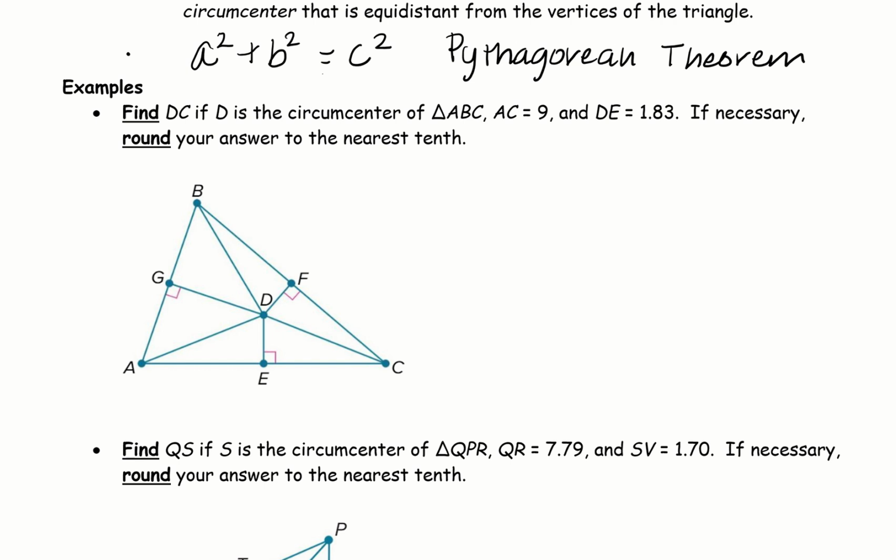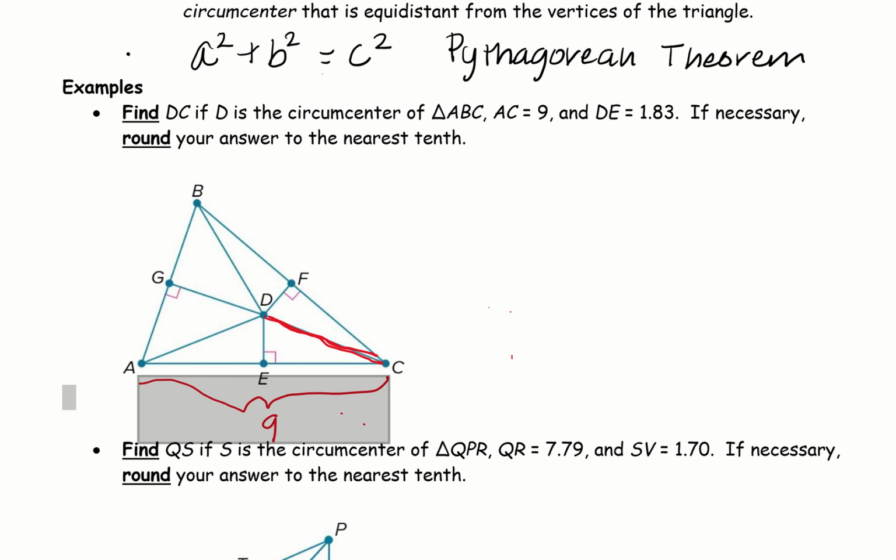So let's take a look at the first example. We've got three examples to get through, and then one that y'all are going to do on your own, and you can check to see if you did it correctly. It says find DC if D is the circumcenter. I'm just going to highlight what they want us to find: this right here. It says AC equals 9. So they're telling you that AC, which is this full distance, is 9.